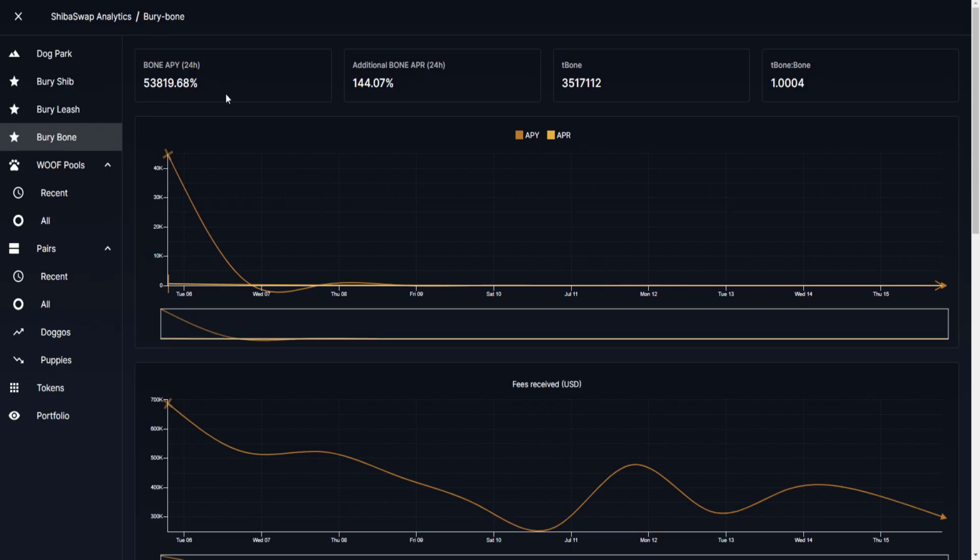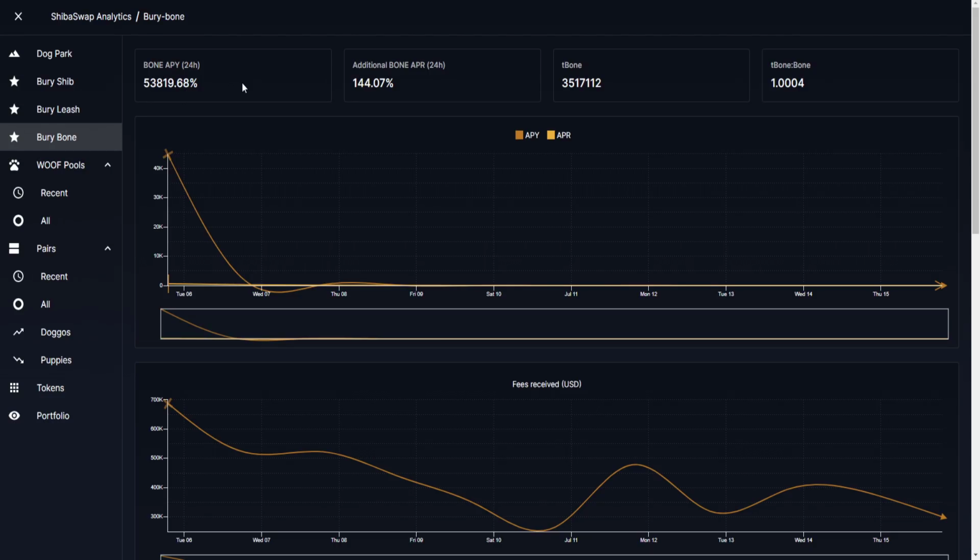Now, a lot of people have been saying, hey, how much money am I actually going to get if I stake, say, $1,000 worth of SHIB, $1,000 worth of Leash, $1,000 worth of Bone? The reason I don't know yet is because we don't know how this APY is going to be distributed across the whole pie. I told you guys this before.